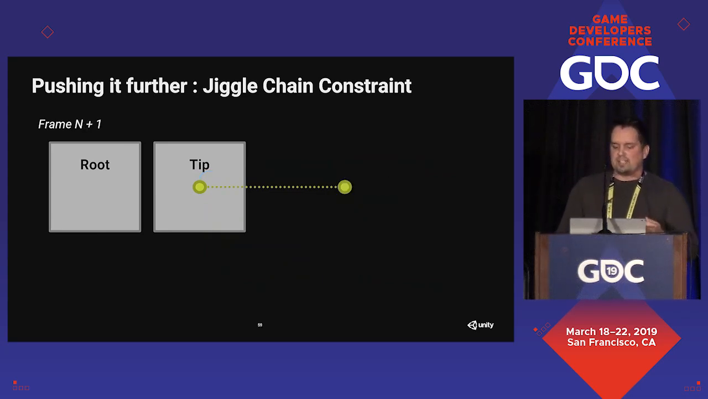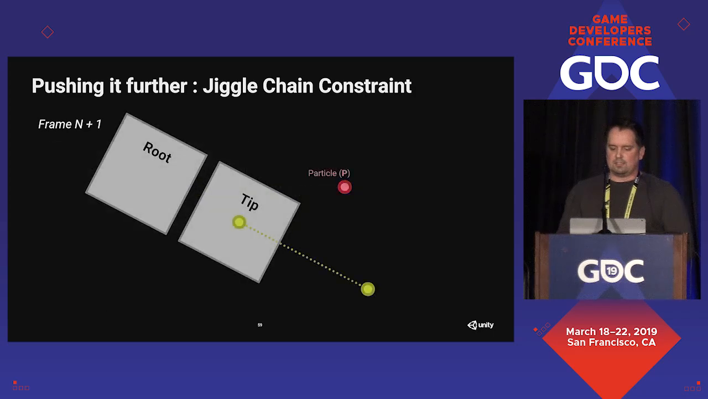Now that our constraint is properly initialized, let's look at the next frame when the animation stream displaces the root object. As you can observe, our target position was also affected, and we now need to solve for a new particle position given this current configuration.